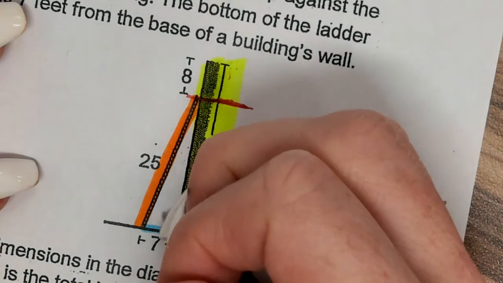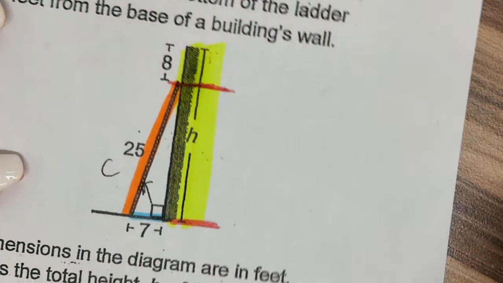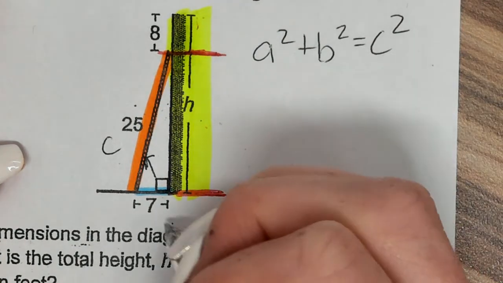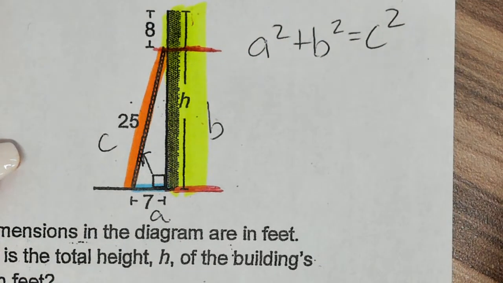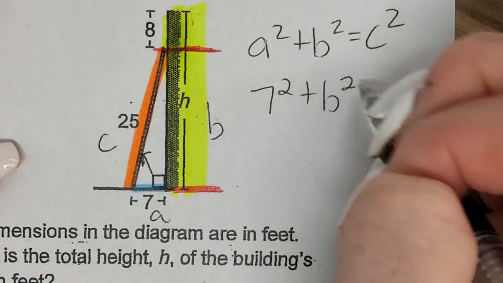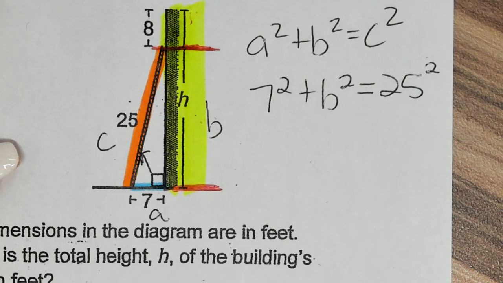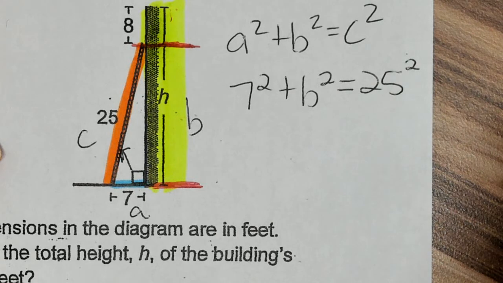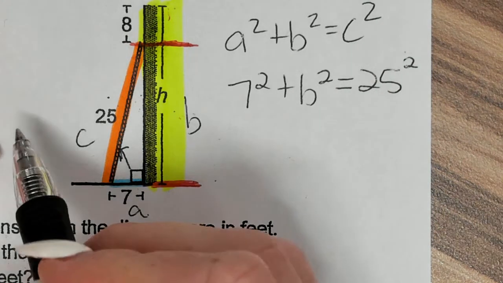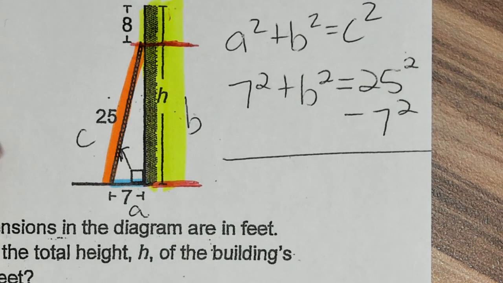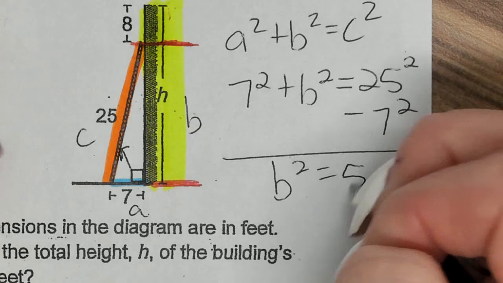All right, so let's go do Pythagorean Theorem. This is side C. Yes? Okay, so a squared plus b squared equals c squared. I'm going to call this a and this b. So I have 7 squared plus b squared equals 25 squared. Am I going to add or am I going to subtract? They gave me c. I'm going to subtract. 25 squared minus 7 squared is 576. What do I have to do to that answer?